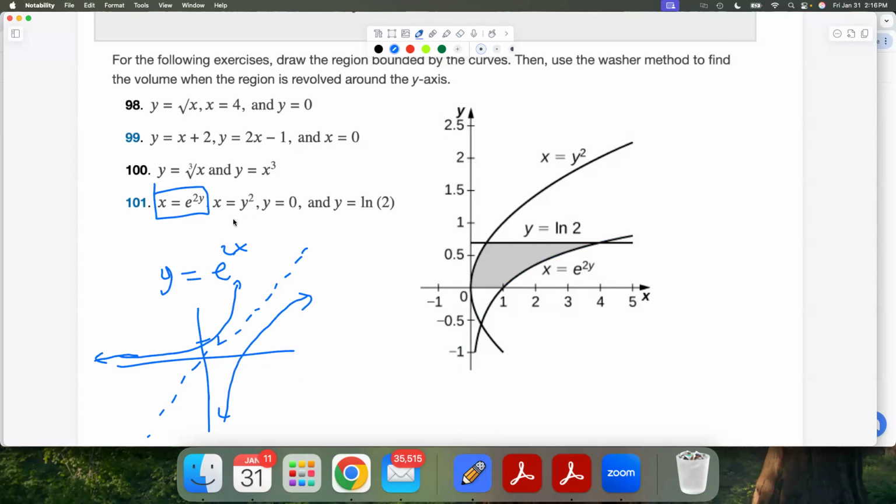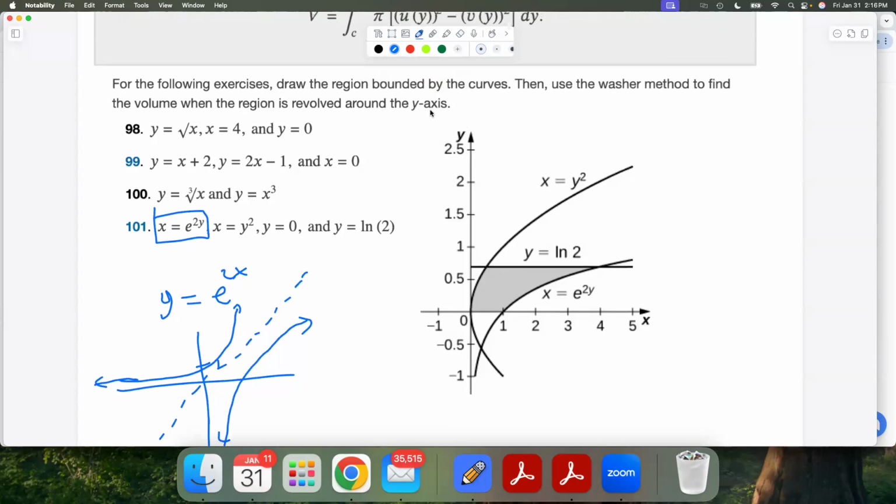X equals y squared. You should be able to figure out what x equals y squared looks like, right? Instead of y equals x squared, it's x equals y squared. And then the horizontal line, y equals natural log of 2. So we're bounded in between those three, or these four, and the x-axis. And then we're going to rotate around the y-axis. So I'm rotating around this way.